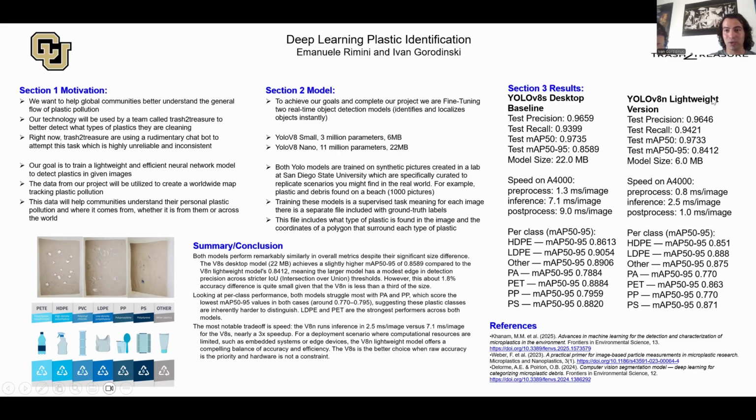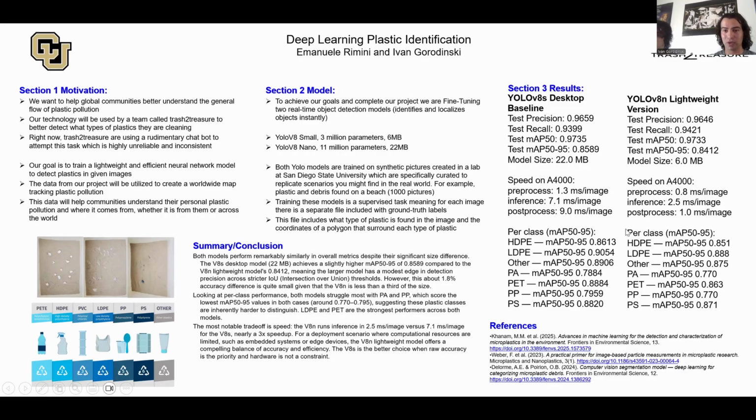And so as you can see with both of these models, the test precision is very similar. The test recall is very similar. And the model size, though, is significantly different. And so this section right here is explaining the speed on an A4000 NVIDIA GPU. So as you can see, for the V8S, the inference time is almost double, and the post process is about 9 times. So as you can see, with the speed on the different NVIDIA GPUs, the pre-process speed is very similar, but the inference and post-process speed, there's a huge difference.